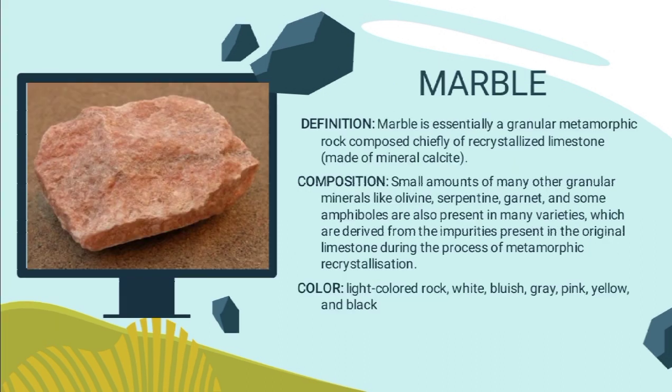And the last example is marble. Marble is essentially a granular metamorphic rock composed chiefly of recrystallized limestone that is made up of the mineral calcite. Its compositions include a lot more, and some of it are small amounts of many other granular materials like olivine, serpentine, garnet, and some amphiboles. It is usually a light-colored rock, white, bluish, gray, pink, yellow, and black. The example that can be seen in the presentation is marble which is pink in color. A piece of pink marble about 4 inches or 10 centimeters across. The pink color is most likely derived from iron.